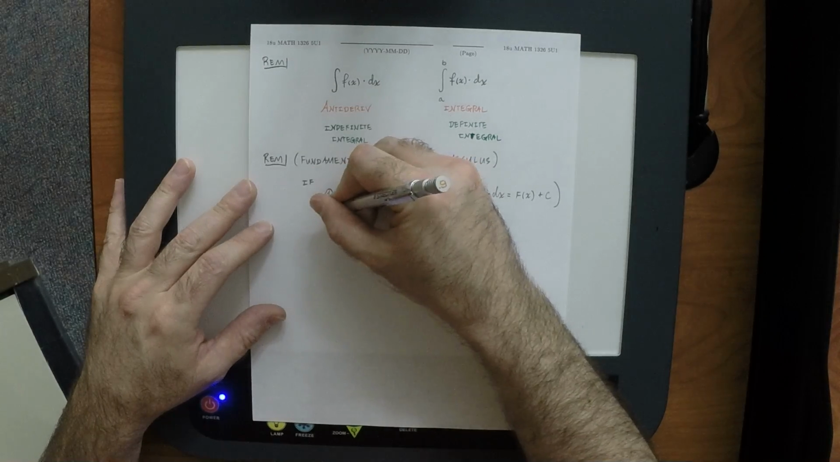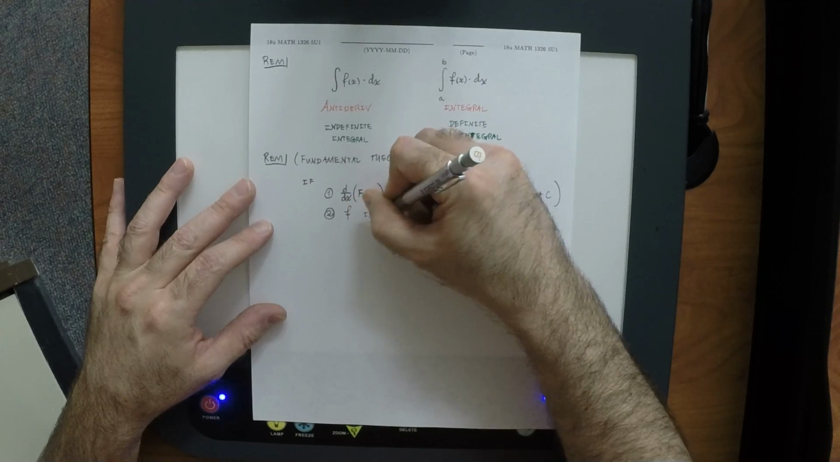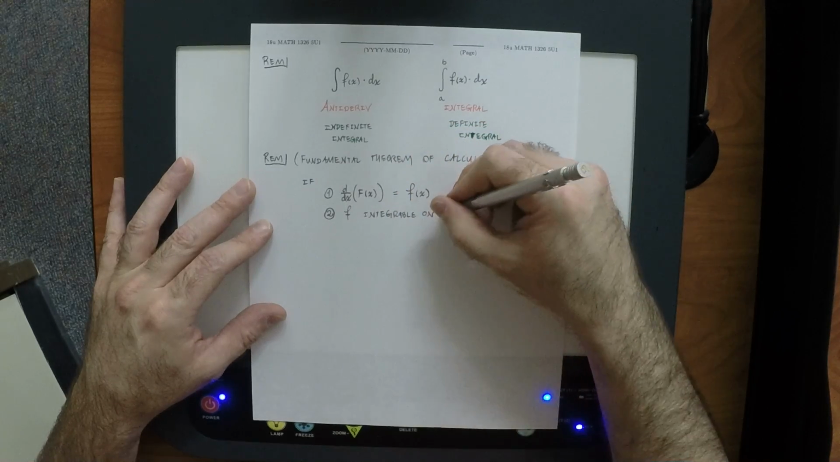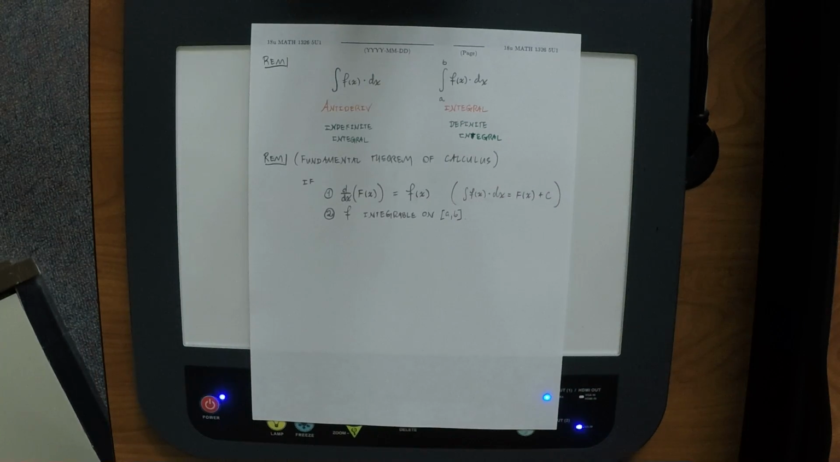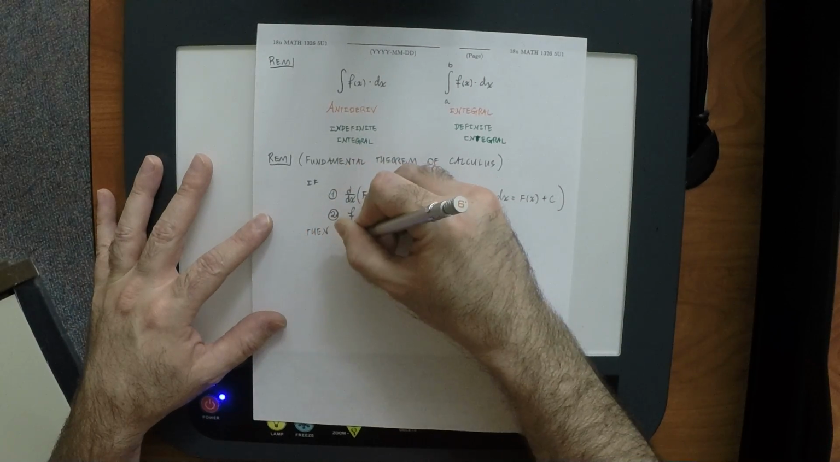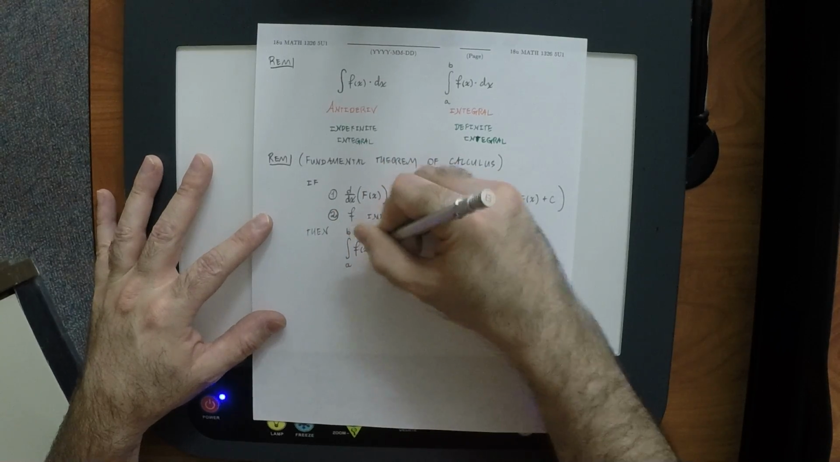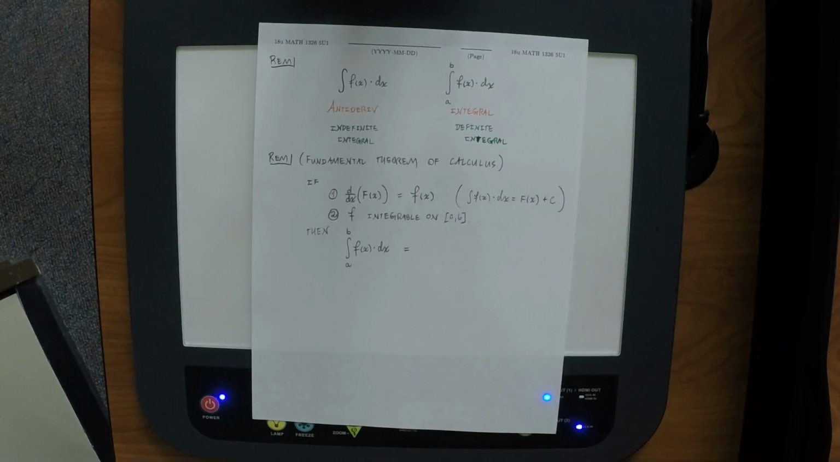And two, that little f is integrable on the interval a to b. So if little f can be integrated, and furthermore, big F is an antiderivative of little f, if those two things are true, then this, the integral, is equal to, now I'm going to pause here.